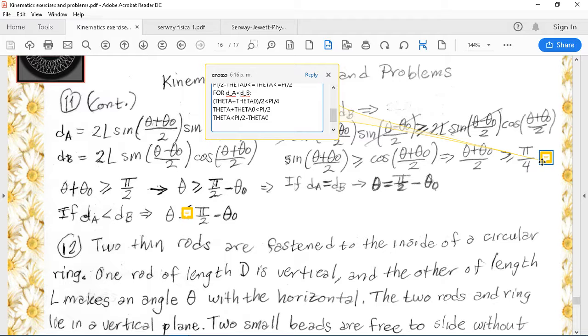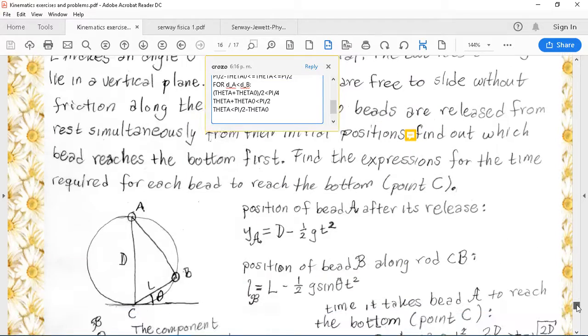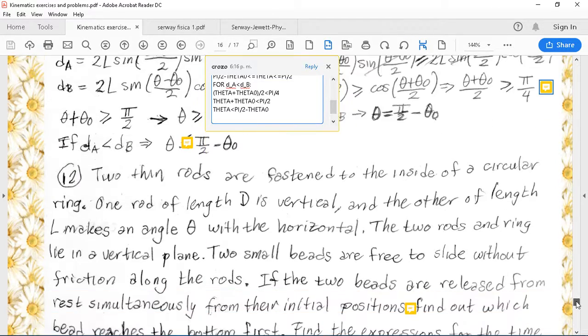Okay, now we'll continue with the last problem for the kinematics problem set, which is problem 12, in the next video.